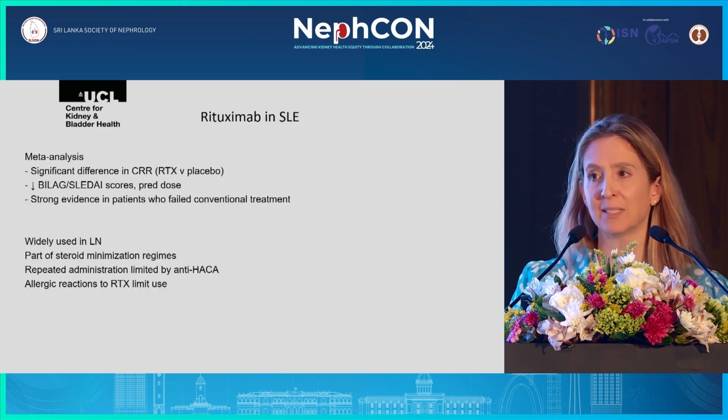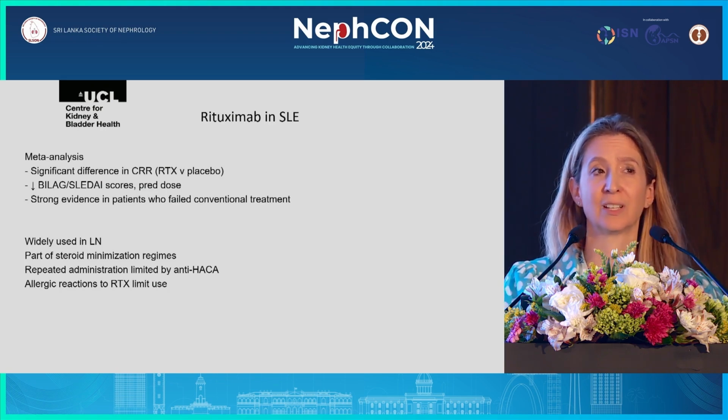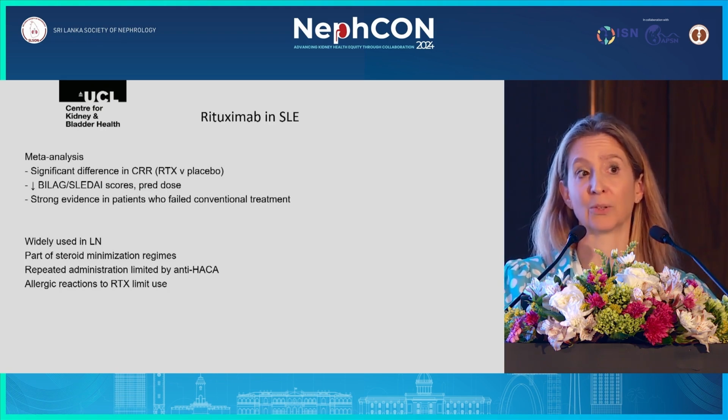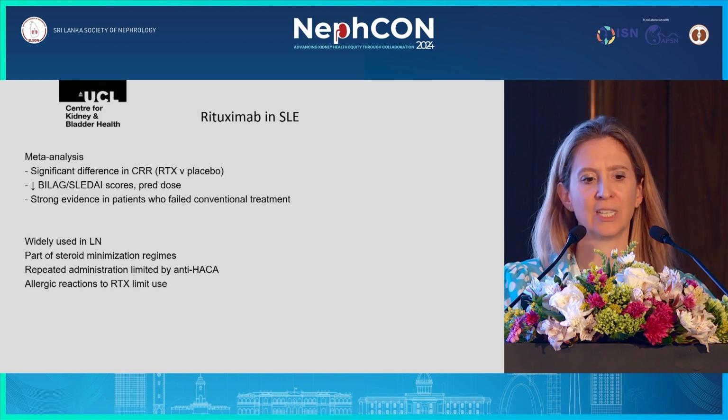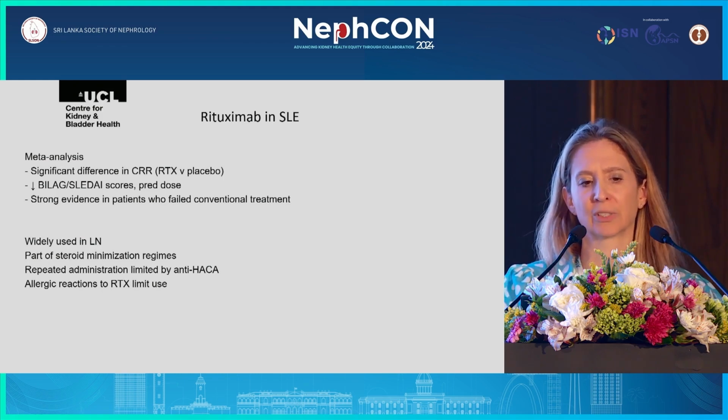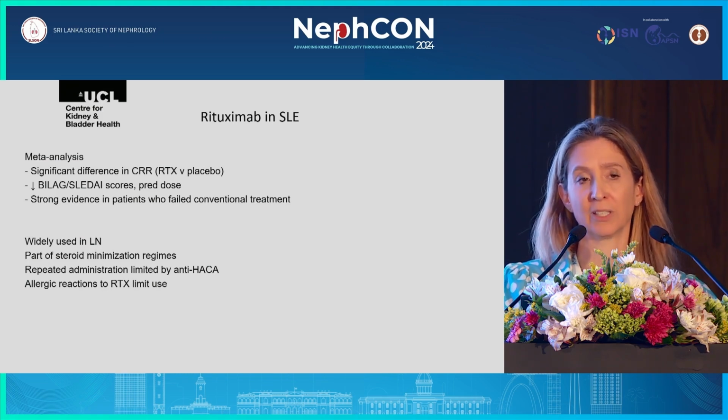However, since then it has been demonstrated that meta-analysis does show significant differences in the complete renal response in those patients treated with rituximab, with lower BILAG and SLEDAI scores, and lower doses of prednisolone are achieved. There's strong evidence now to use rituximab in patients who fail conventional treatment. So it's widely used in lupus nephritis. It can help minimize the steroids.